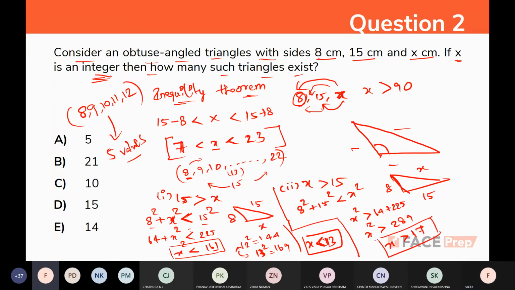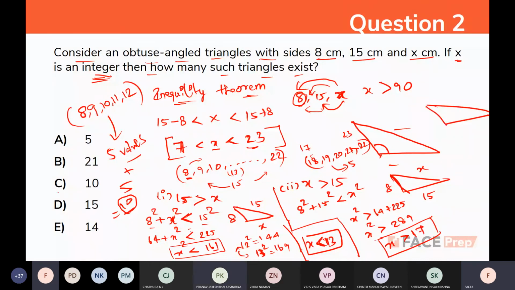So in this case, x is greater than 17. What are the values we have from 17 up to 23? The greater range is 23. So the values are 18, 19, 20, 21, 22. So these are all the values. Okay, so you found another 5 possible values. So 5 plus 5, the answer will be 10. So we can get 10 different values for x, so we can get 10 different triangles.